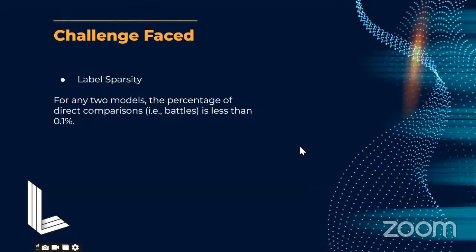Coming to the challenge faced while getting our data: label sparsity. For any two models, the percentage of direct comparisons was less than 0.1%. This sparsity presents a significant challenge for training a robust routing function, as there are not enough direct comparisons for most model pairs. So how do we address it?